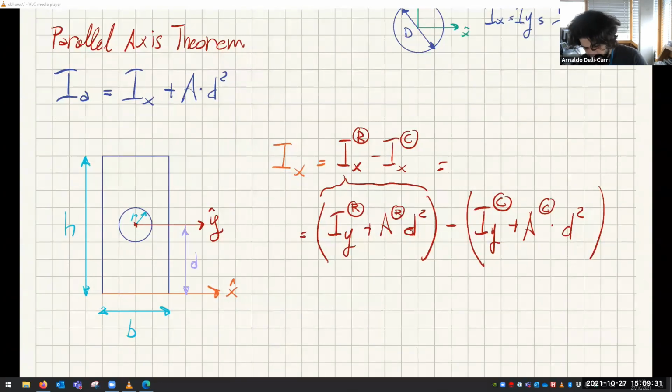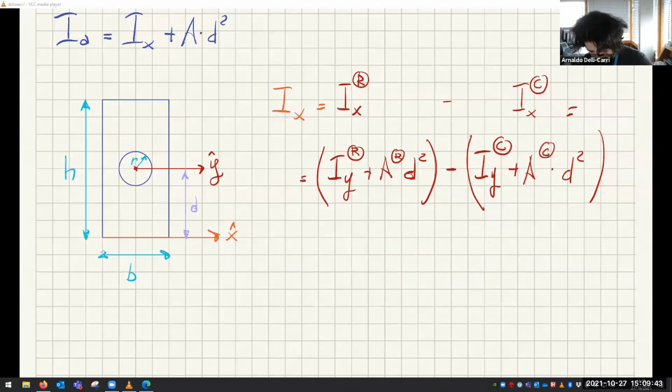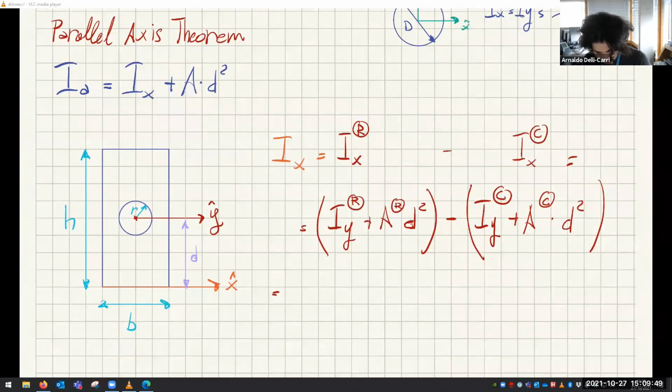Okay, so we can just explicitate. Let me take this. There we go. So we are explicitating this one. So if I do this, Iy of the rectangle, so what is the I of this rectangle with respect to this y-axis is, of course, bh cubed divided by 12.